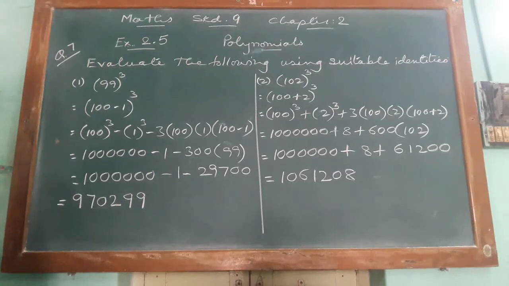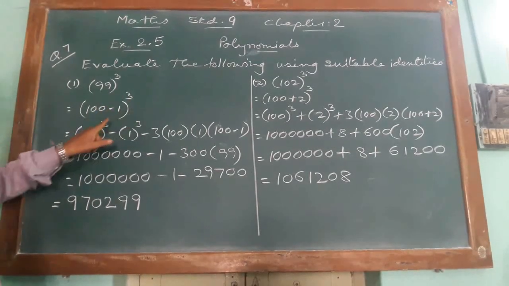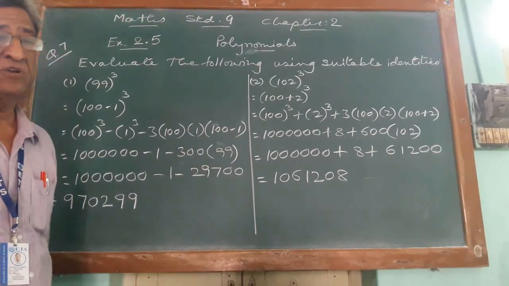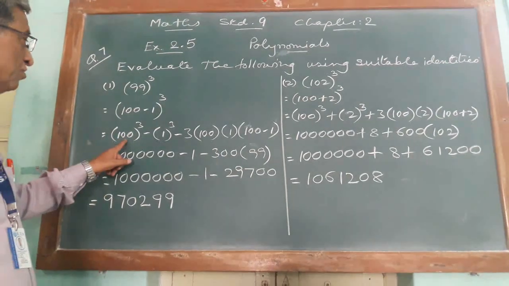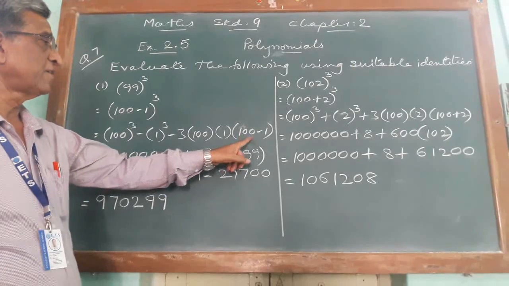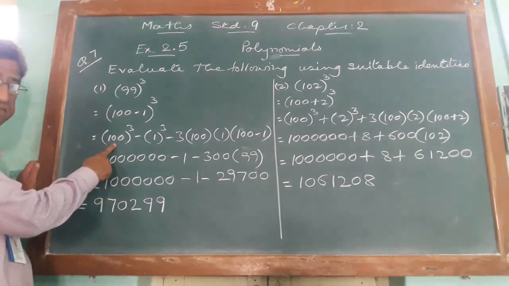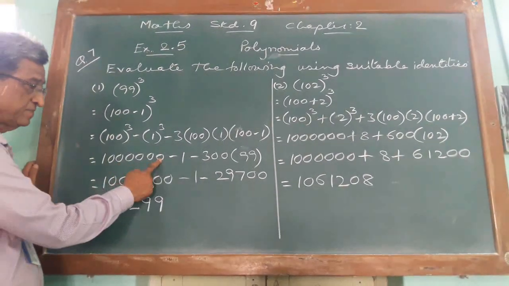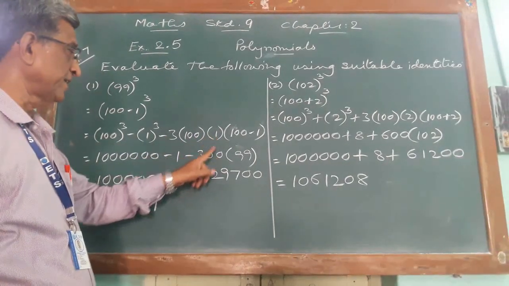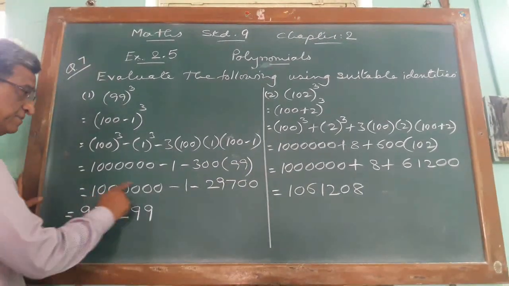So this will be of the formula a minus b whole cube. A minus b whole cube gives you a cube minus b cube minus 3ab into a minus b. That formula you will use here. So 100 cube minus 1 cube minus 3 into 100 into 1, 100 minus 1. Simplify. Cube of 100 means there will be 6 zeros. Minus cube of 1. 3 into 100 into 1 gives 300. 100 minus 1, 99. Again simplify.